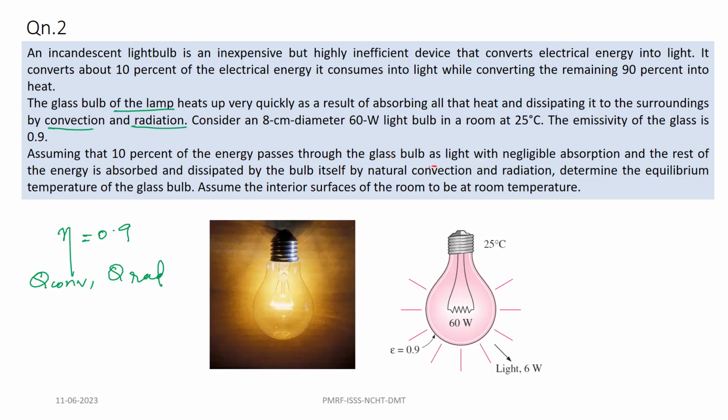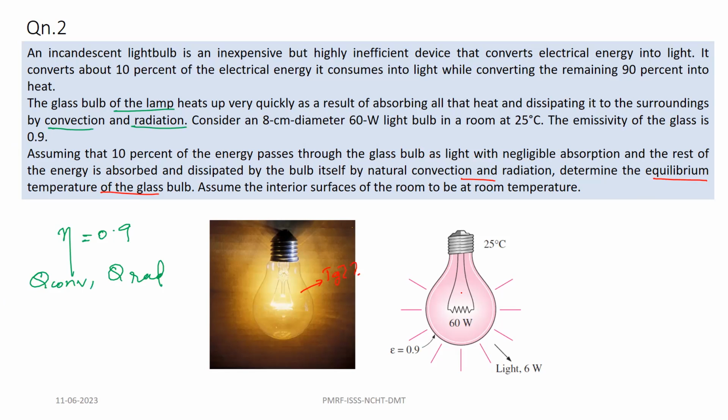Assuming that 10% of the energy passes through the glass bulb as light with negligible absorption, and the rest of the energy is absorbed by natural convection and radiation, determine the equilibrium temperature of the glass bulb. So we need to determine the temperature of the glass bulb.